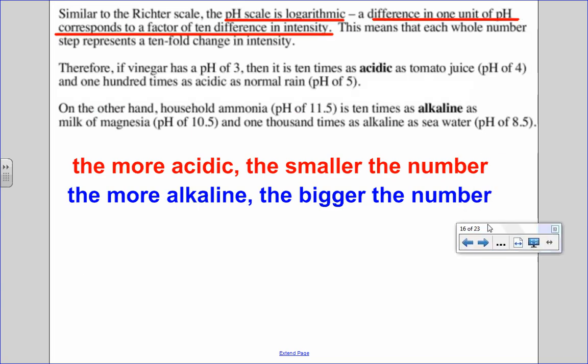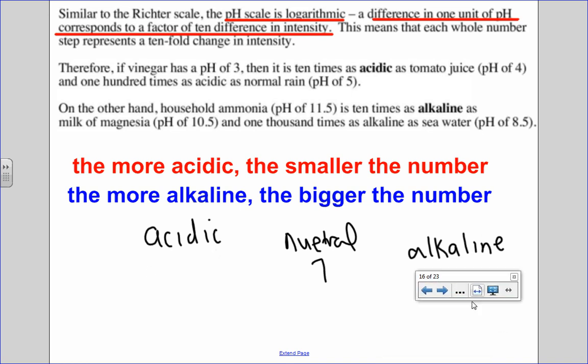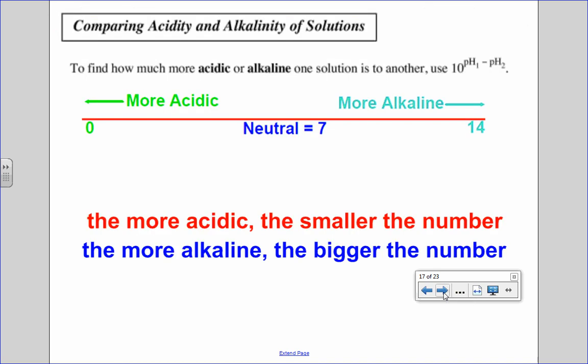Okay, so similar to all the other scales, pH is logarithmic. So a difference in 1 unit of pH is a factor of 10 difference in intensity. So what you need to remember is that the acidic is the smaller number, alkaline is the bigger number. Just remember that they are in alphabetical order. So I have acidic, neutral, neutral is at 7, and then I have alkaline, or for my chemistry buffs out there, basic. Okay, just remember they're in alphabetical order: acidic and then alkaline. That's how I remember it, because it's been a long time since I've taken chemistry.